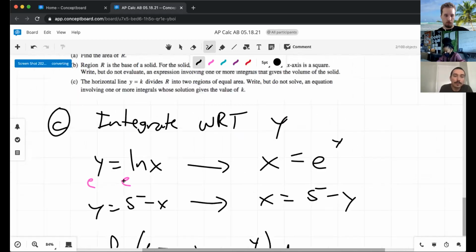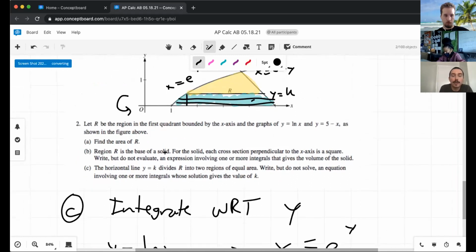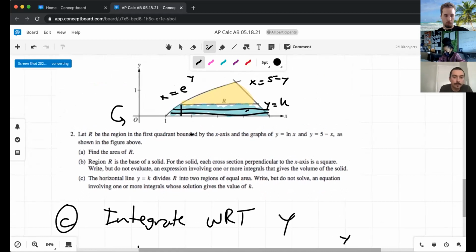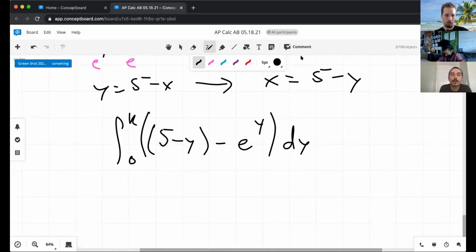And what are our bounds? What are our limits of integration? Well, we need y values now in order to do this. Right, so 0 to whatever k is. We don't know k, we want to find k. 0 to whatever k is will give us our bound here. Is this making any sense at all? Can I get a 1 through 3?